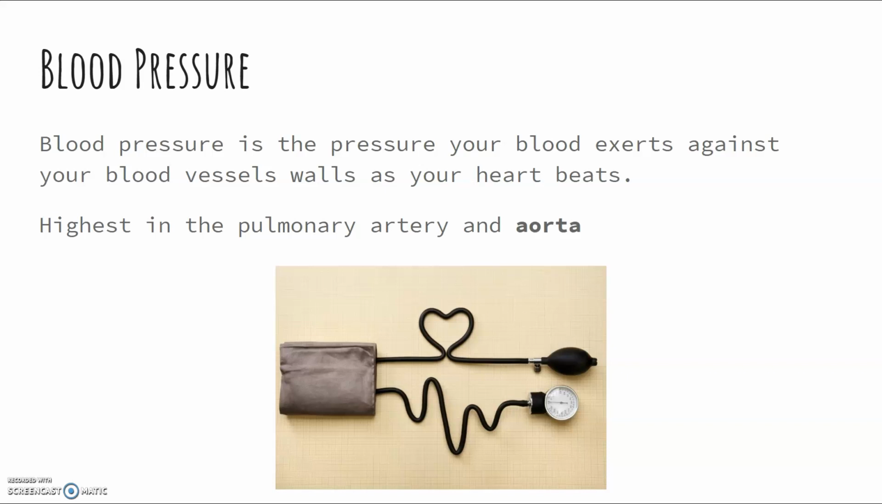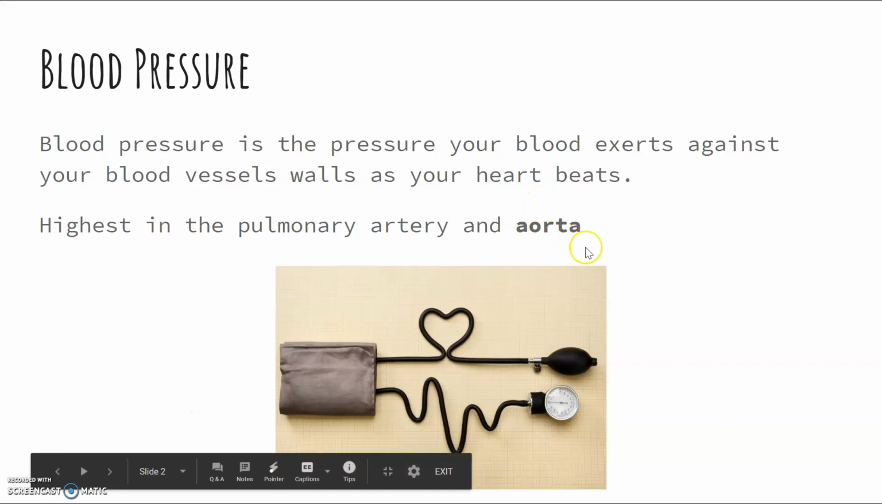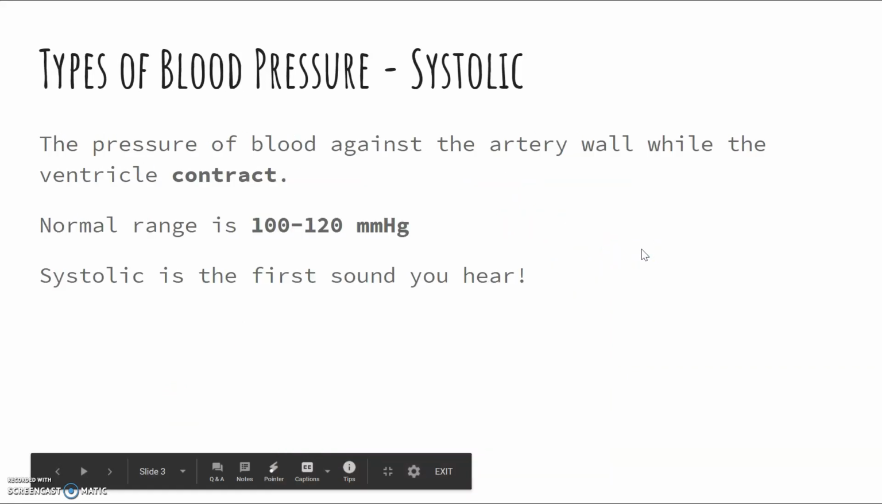Okay, so this is measuring how much pressure is being exerted on those vessels. The highest pressure is going to be exerted in the pulmonary artery and the aorta, right? So we know the aorta is our giant blood vessel that comes out of the heart that gives pretty much all of your body its blood. So it has a very, very important job, and there's a lot of pressure put on that. So it's really important to understand the aorta's blood pressure.